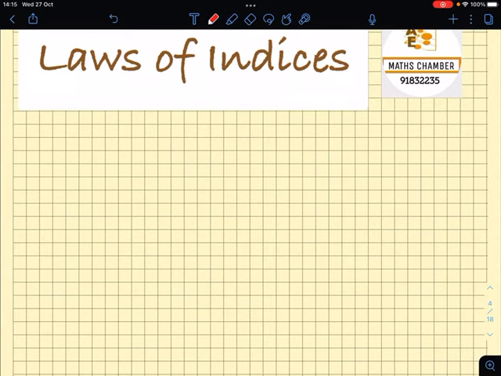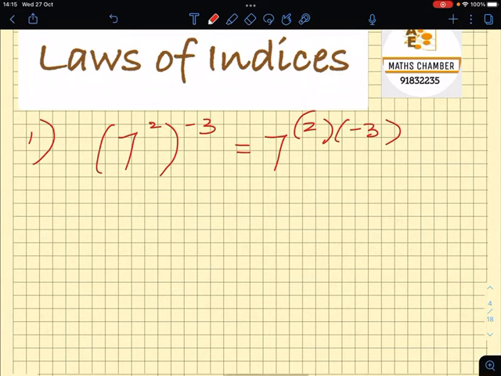All right, let's go through some examples. The first example that I've done is number 1. Let's say we have 7 squared, to the power of negative 3. This will be 7 to the power of 2 times negative 3, so equal to 7 to the power of negative 6. That will give you 1 over 7 to the power of 6.